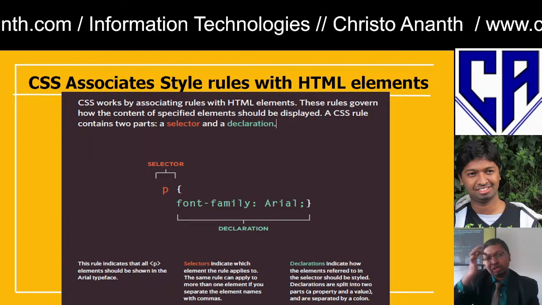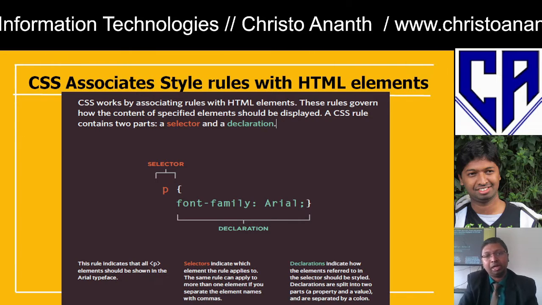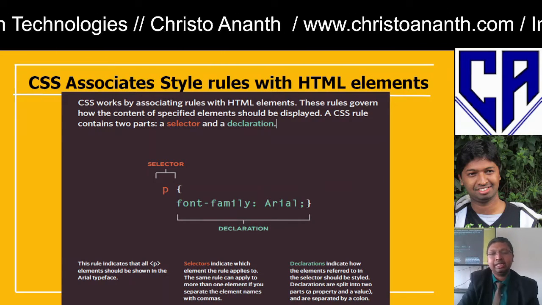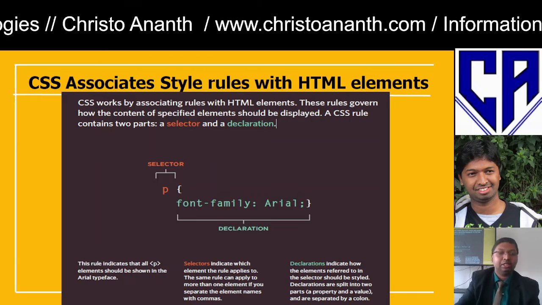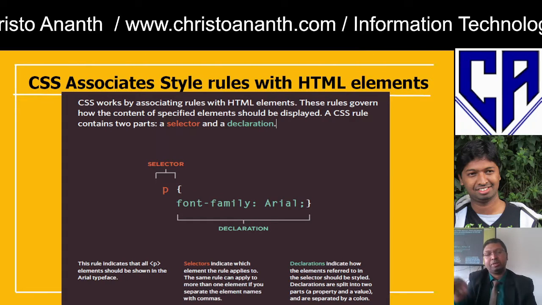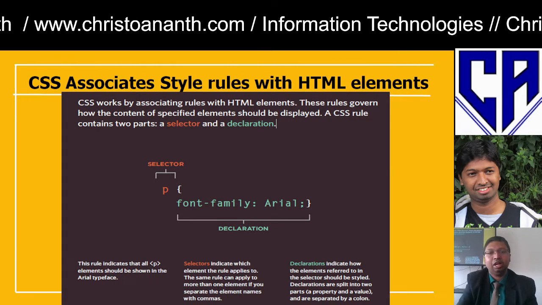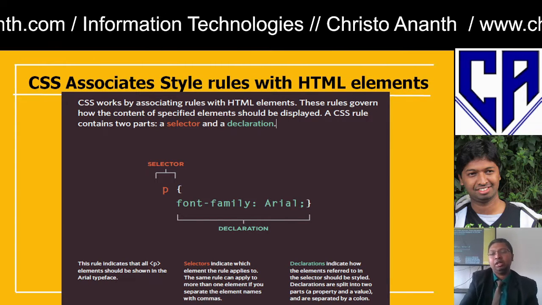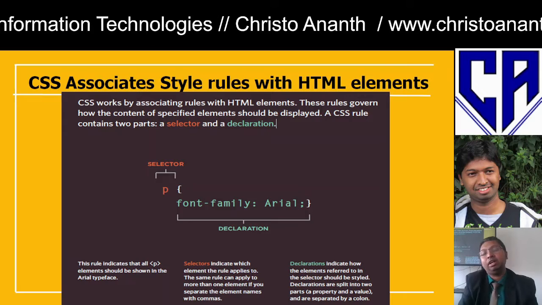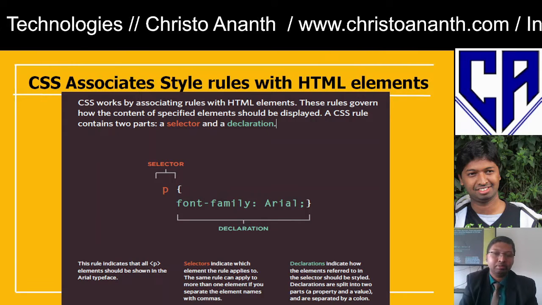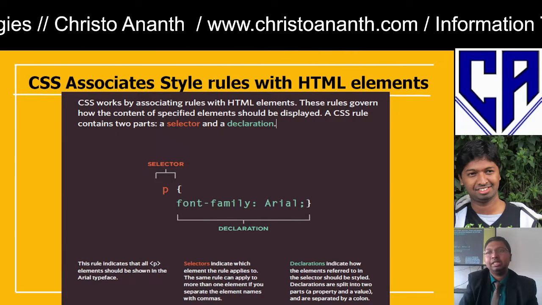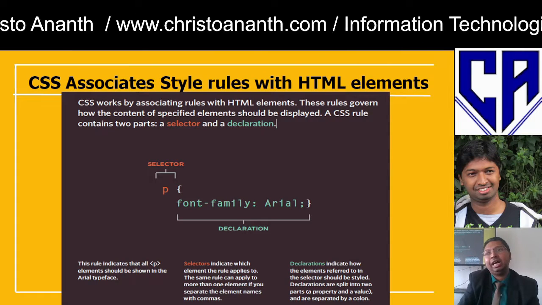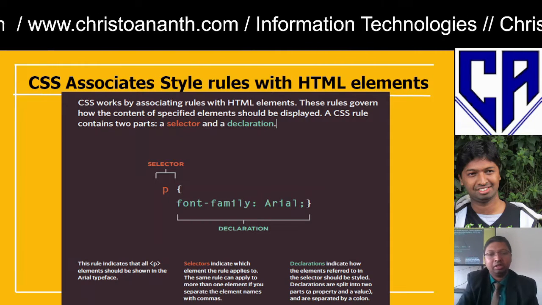Right. So this is associating the rules with the HTML elements. A rule will have two parts. One is the selector as well as the declaration. So in the selector you will have this paragraph tag, which is the selector, and you'll have font-family Arial. So this is the declaration. So you are declaring the font family to be the Arial type. Okay. So which means that the paragraph tag will be having the Arial font style.